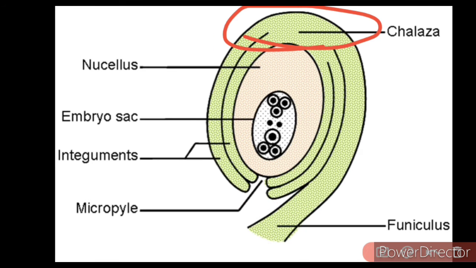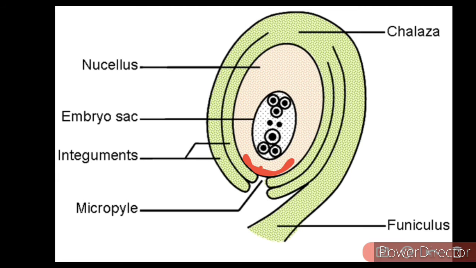This is called the base part, isn't it? This is called the chalaza. Chalaza is the base part of the ovule. Now, if you see the embryo sac, inside you have the embryo sac. It consists of 7 cells, and the 8th nucleus is located within the nucellus. Now the 3 cells present at the side of the micropyle, this side is called the micropylar end.